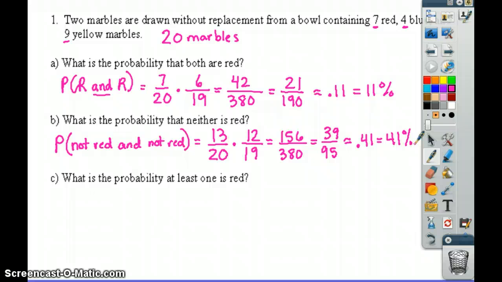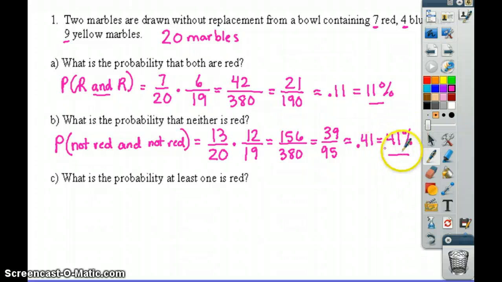And then we have C. What's the probability that at least one is red? Well, here's the probability that none of them are red. So the probability that at least one is red is the probability that both are red, plus the probability that the first one is red and the second one's not, or the first one is not and the second one is red. So there's actually 3 cases to consider here, or there's an easier way around this.